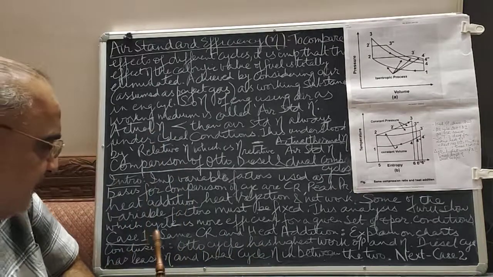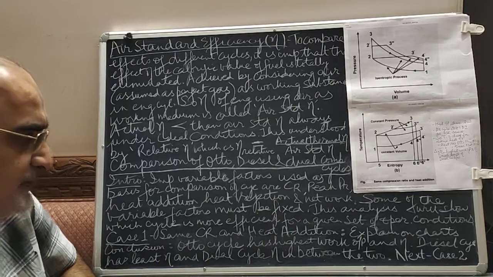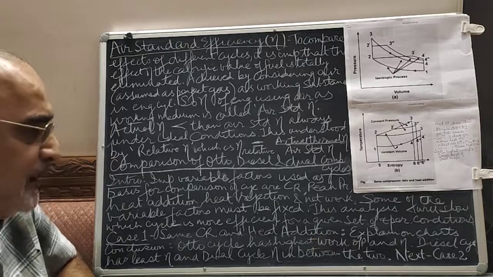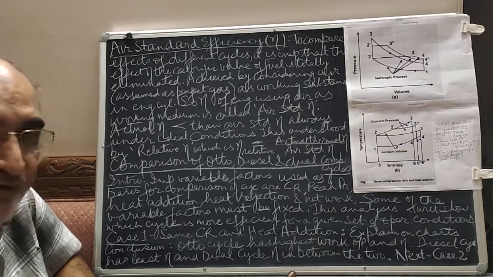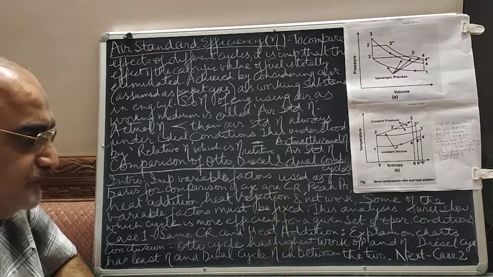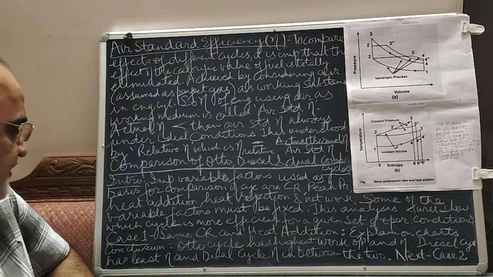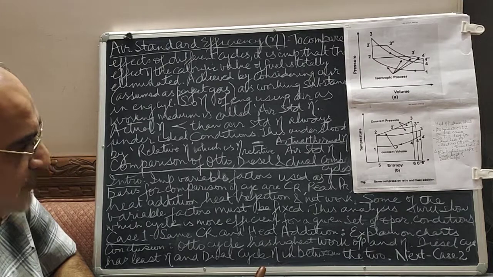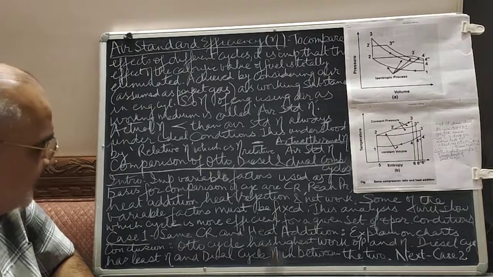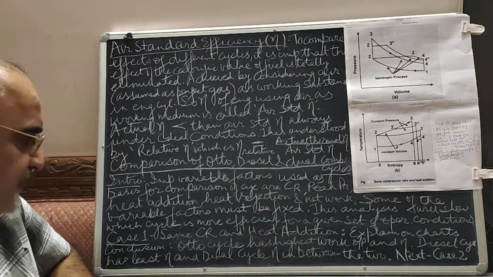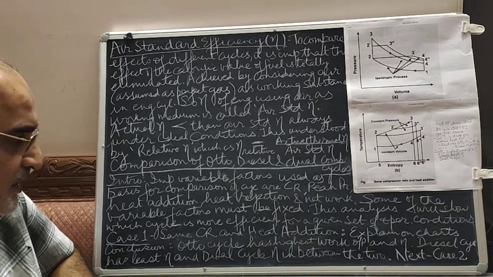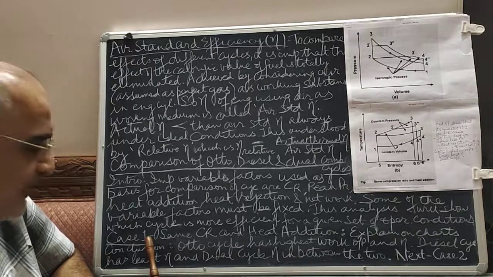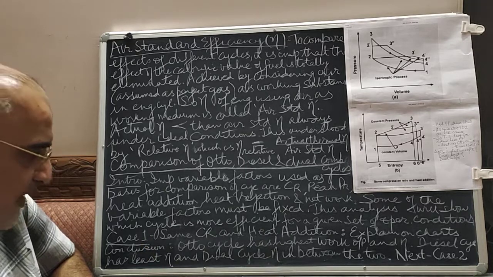Some of the variable factors must be fixed, as I mentioned. Once we do this analysis, taking any two of these factors, it will show which cycle is more efficient for a given set of operating conditions. We will take two operating conditions and then see for all these three cycles which is more efficient. So there are four cases we will study.